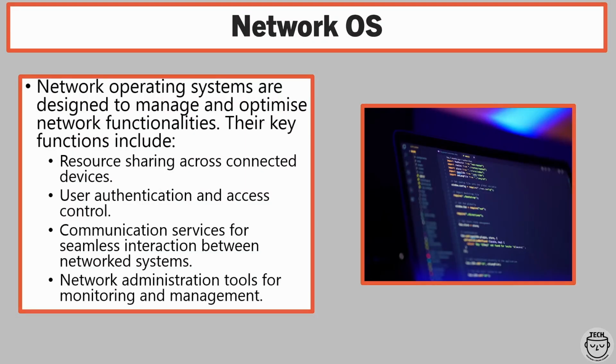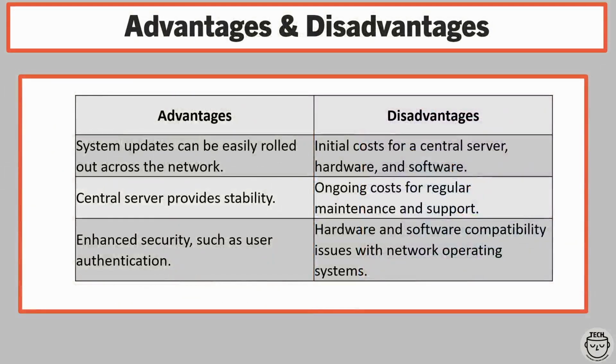So we've got a network operating system. It's designed to run on a network, so multiple computers, at least 2, connected together. So you can share resources, you have more control over authentication, you can send things, communicate really easily, and you have network administration.